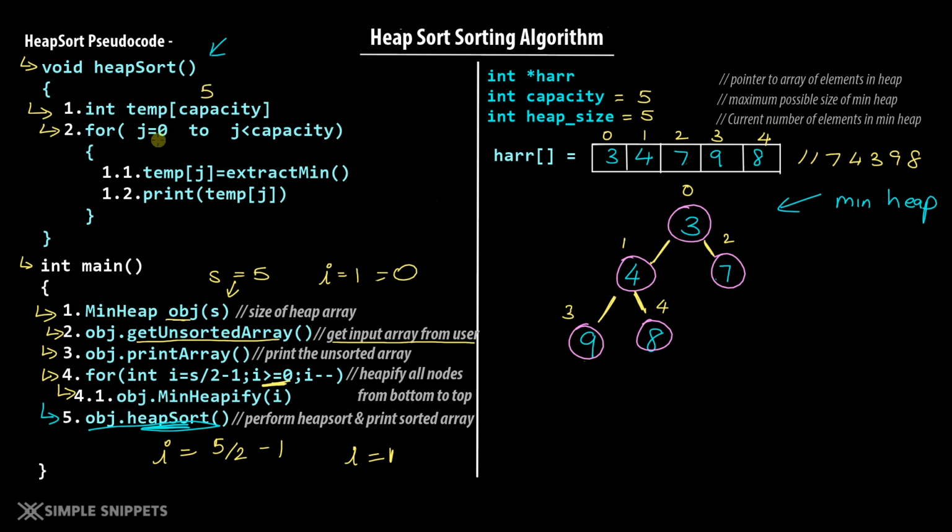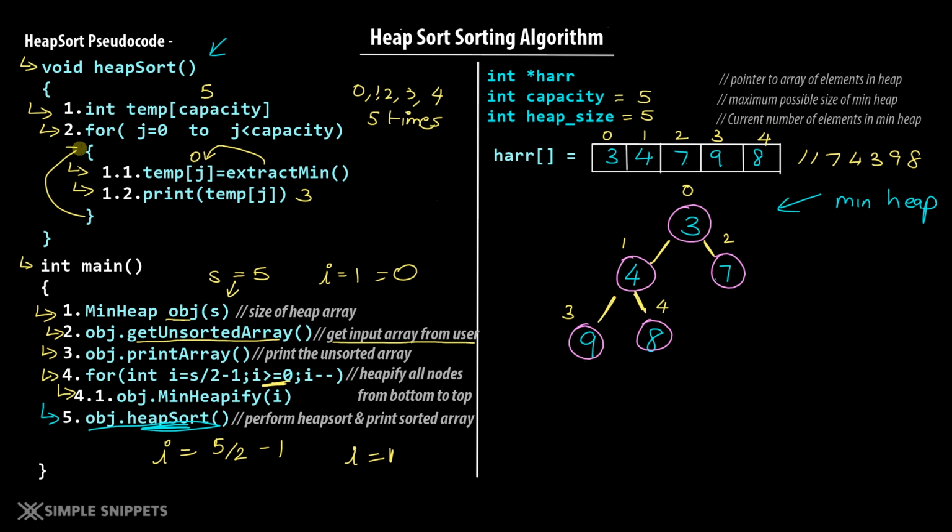Next, we will run a loop from 0 till 5, which means 0, 1, 2, 3 and 4, so it will run 5 times. And in those 5 iterations, the only thing we are going to do is extract min. The minimum value the first time will be 3. It will be put at index position 0. Then we will print out this value. You can also print it outside the for loop, but right now I'm printing it over here. So 3 will be printed first.